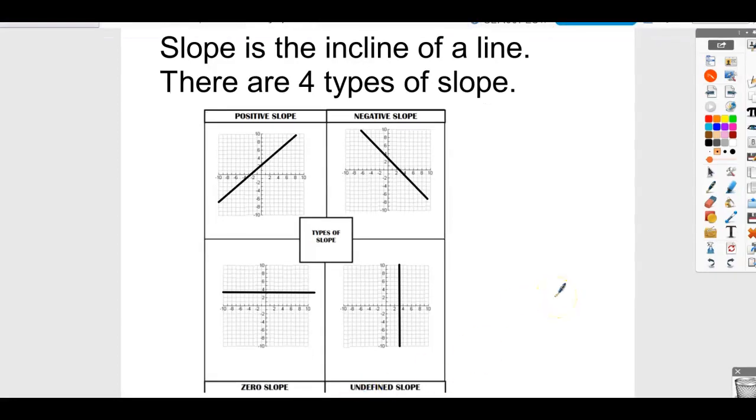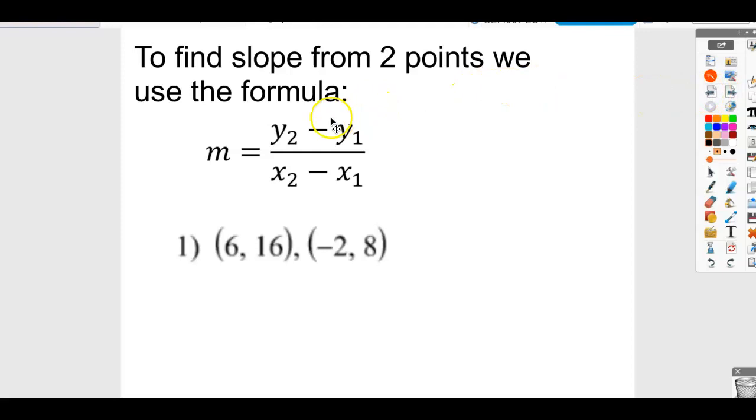There are 4 types of slope. The first type, going up, would be a positive slope. Going down would be a negative slope. Horizontal is a 0 slope, and vertical is an undefined slope. To find slope from 2 points, you're going to use the formula y2 minus y1 over x2 minus x1.